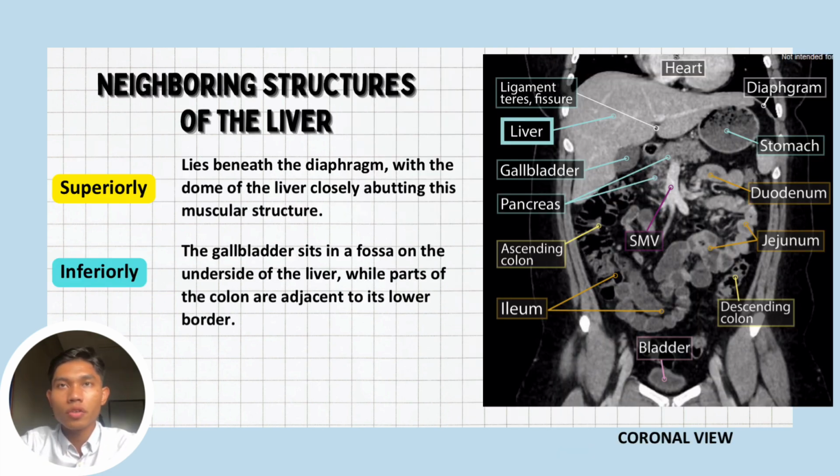For the next part, we look into the neighboring structures of the liver. Superiorly, the liver lies beneath the diaphragm, with the dome of the liver closely abutting this muscular structure, which is the diaphragm. Inferiorly, the gallbladder sits in a fossa on the underside of the liver, while parts of the colon are adjacent to its lower border.